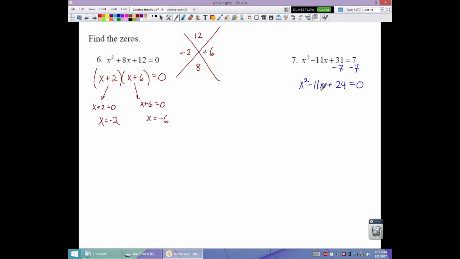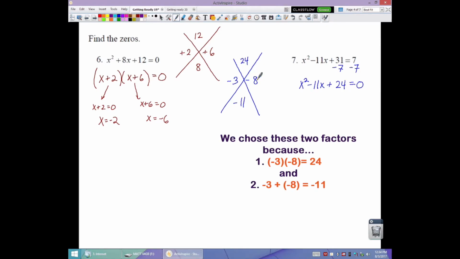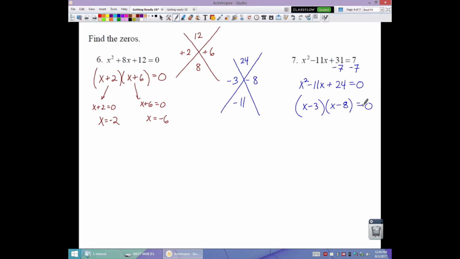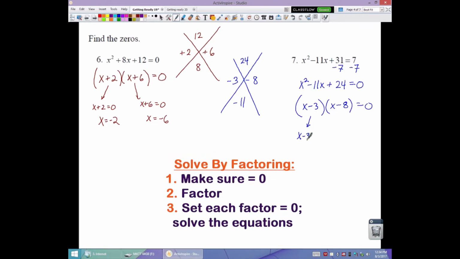Now we factor. There is no GCF, so I want a product of positive 24, but a sum of negative 11. Signs are the same, both negative. Factors of 24 that add to 11 are 3 and 8. X minus 3 times x minus 8 equals 0. What would make x minus 3 equal 0? Well, putting in a 3. What would make x minus 8 equal 0? X equals 8.